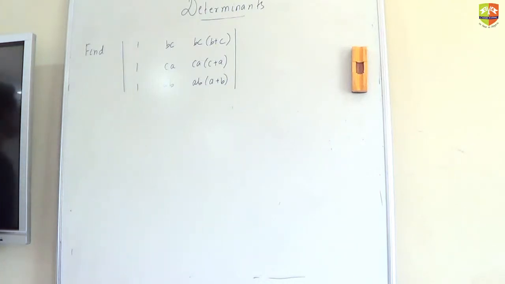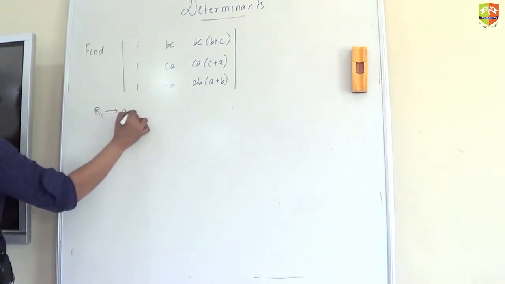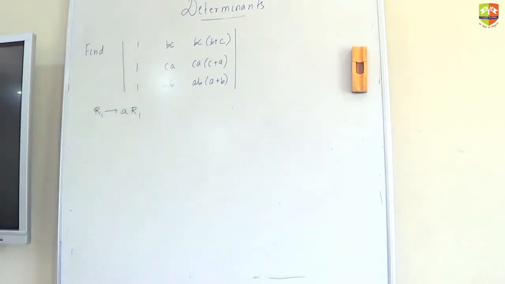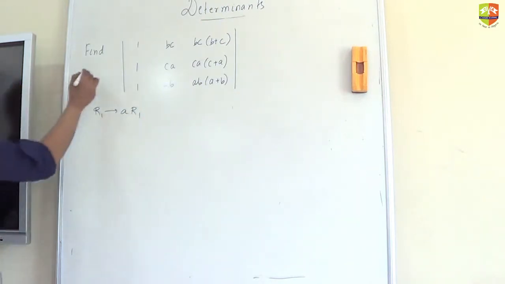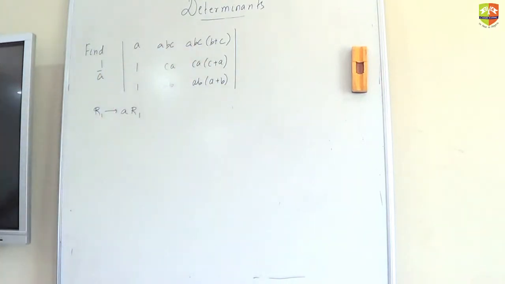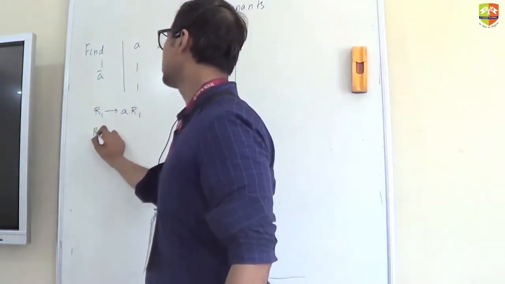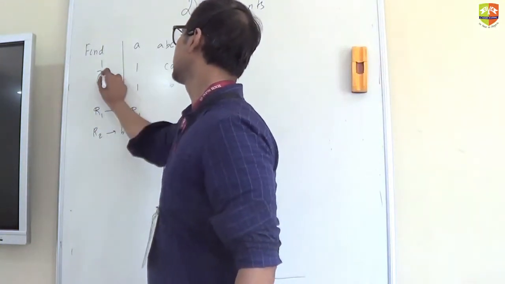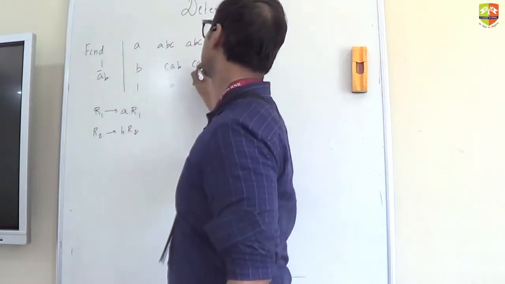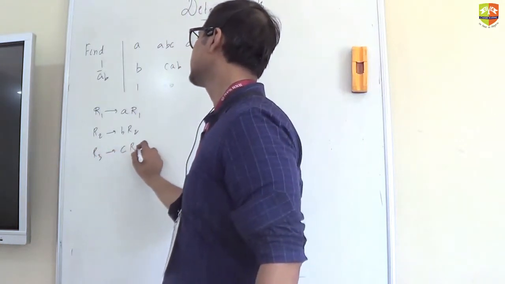R1 minus R2 and R2 minus R3. Okay, the best way to solve this is to multiply row number 1 with A. But remember, if you do that, you have to divide also by A. No free multiplication. If you're multiplying the row with A, you have to divide outside with A. You multiply row 2 with B and divide outside with B. And again you multiply row 3 with C.